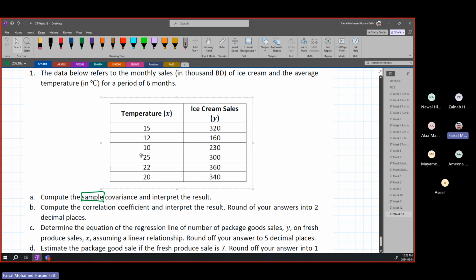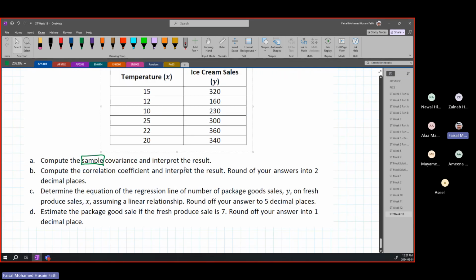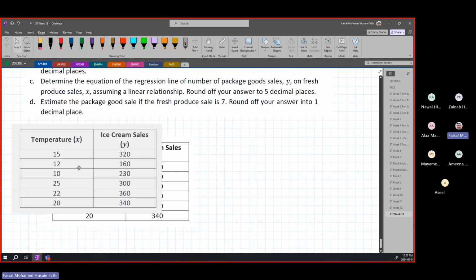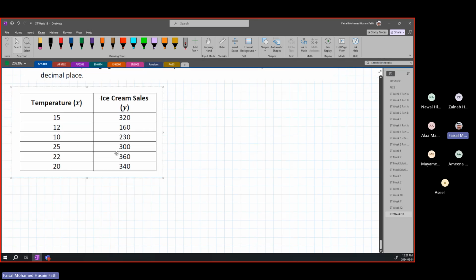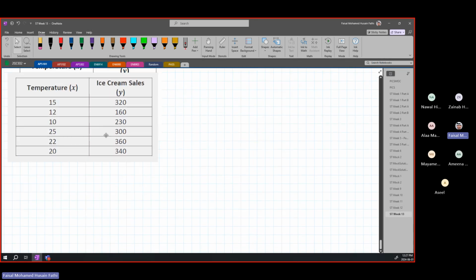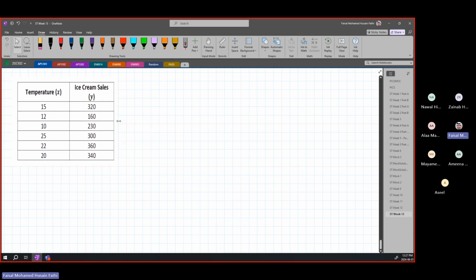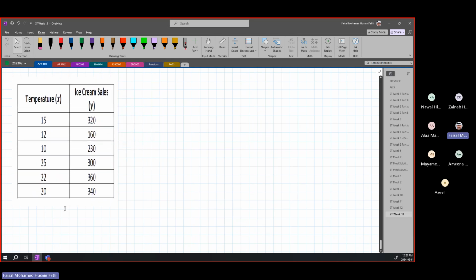So the temperature and how much money they're making when it's at these temperatures. The first part says compute the sample covariance and interpret the results. Again, the first thing you are going to do is make your table. So let me make this a bit shorter and longer over here, so we can make our table on the side.